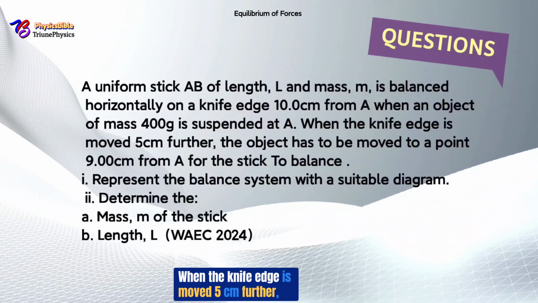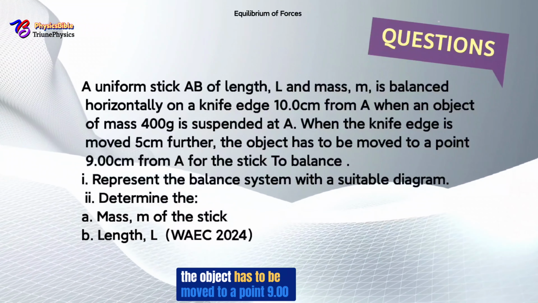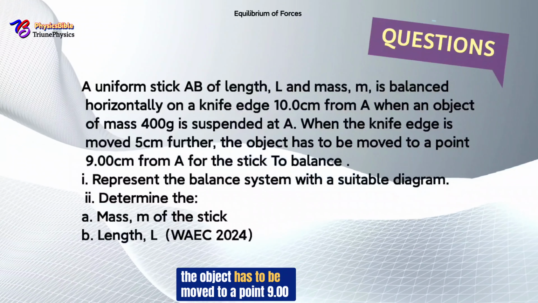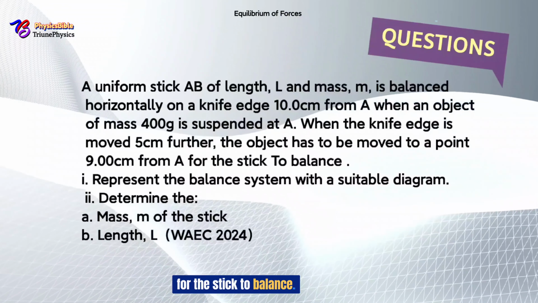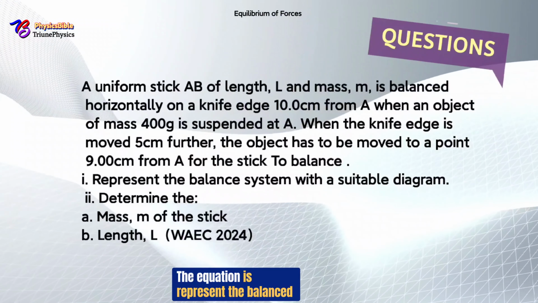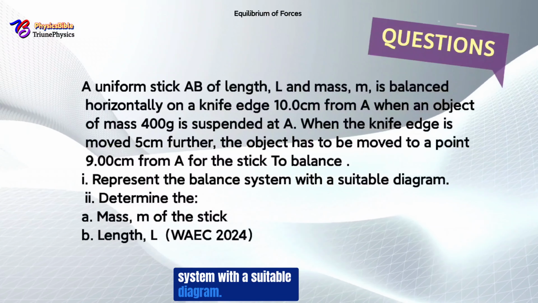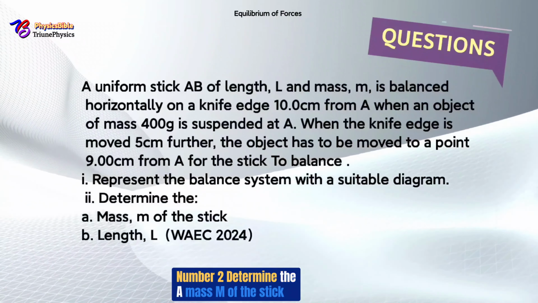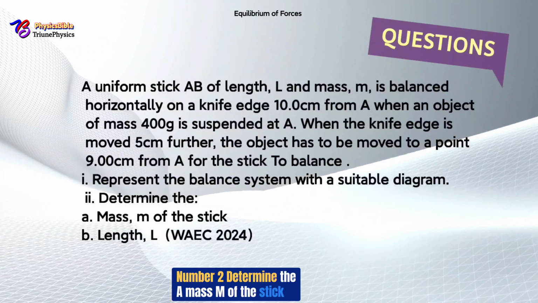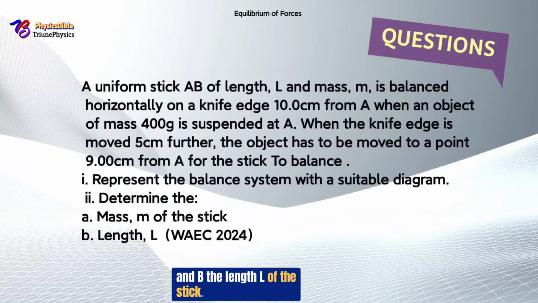when the knife edge is moved 5 centimeters further, the object has to be moved to a point 9.00 centimeters from A for the stick to balance. The question is: one, represent the balance system with a suitable diagram. Number two, determine A, the mass M of the stick, and B, the length L of the stick.